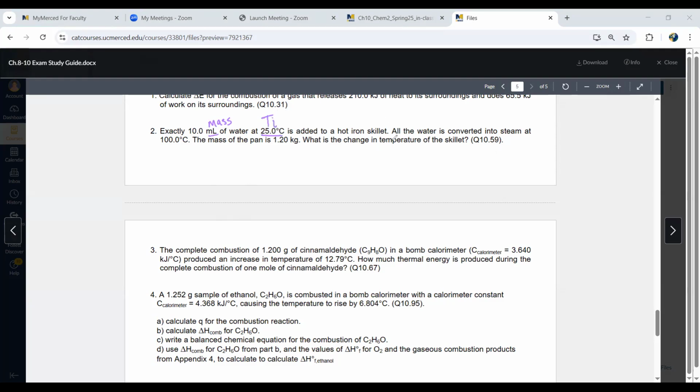That's probably the initial temperature of the water, which is added to a hot iron skillet. All the water is converted into steam at 100 degrees. The mass of the pan is this. What's the change in temperature of the skillet? Okay, so what is the change in temperature of the skillet? So we have a mass of water, we have a mass of the skillet, and we have the temperature change. So Q equals mCΔT. See if you can figure out how to do that problem, right? So I'm using this because those are the variables that I have. So what is the change in temperature?